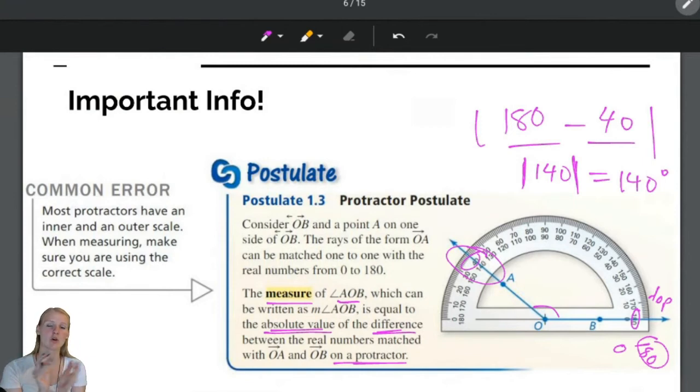When we measure angles, we can measure them in degrees. Protractors always measure them in degrees. You can measure angles in radians, but we're not going to learn about that until chapter 9. So you don't need to worry about radians anytime soon. So degrees, 140 degrees. Okay, beautiful.